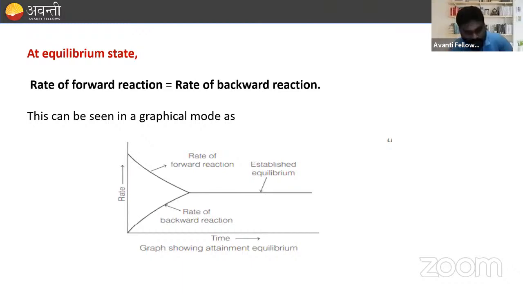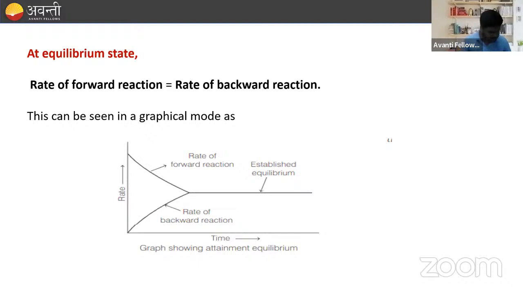Now, through a graph we can understand that at the equilibrium state the rate of forward reaction becomes equal to the rate of backward reaction. This is a graph between the rate of reaction and time. Initially, the rate of forward reaction, that is the formation of product, is zero. As time goes on, the rate of forward reaction increases. Similarly, as time goes on, the rate of backward reaction also starts.